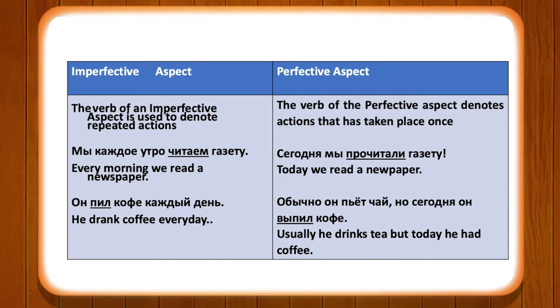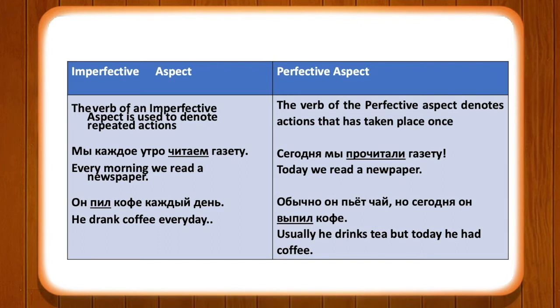So, the imperfective verb indicates a habitual action. So, каждое утро мы читаем газету. In case of the perfective verb, сегодня мы прочитали газету, it would mean that today we have read a newspaper. It means that we finished reading the newspaper as a one-time action.